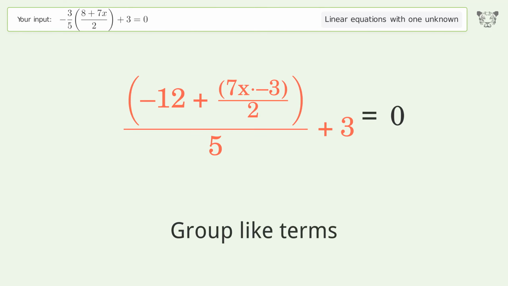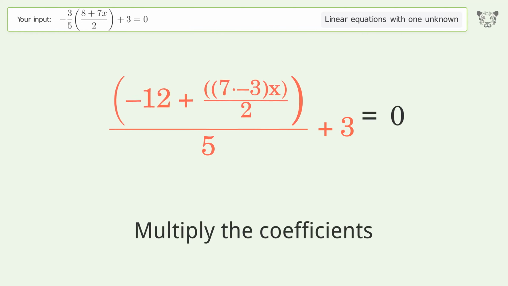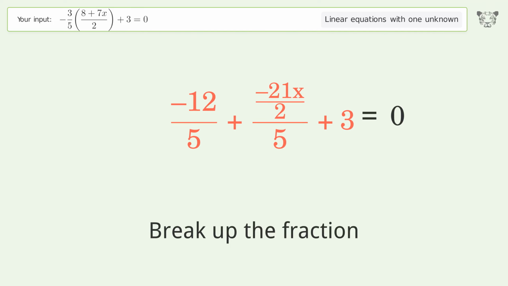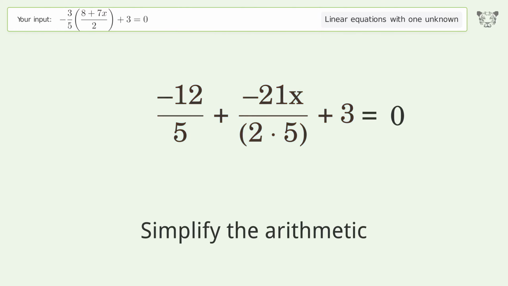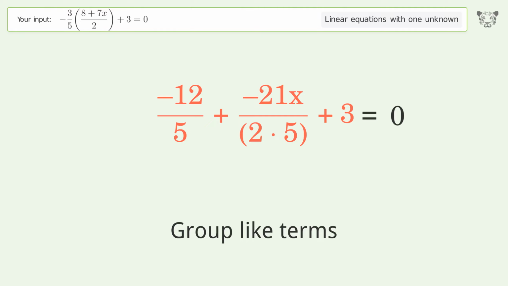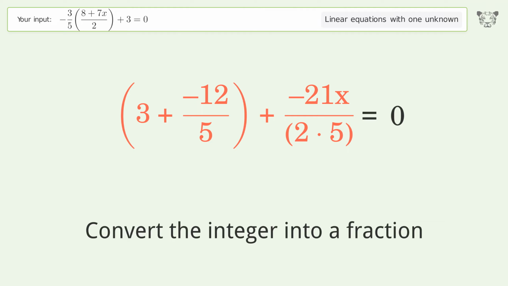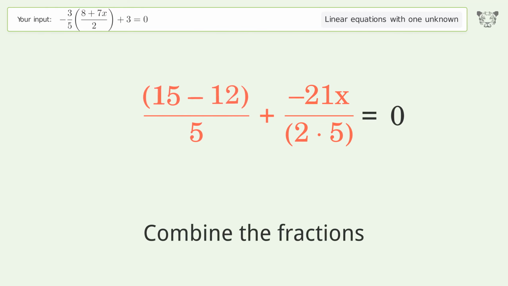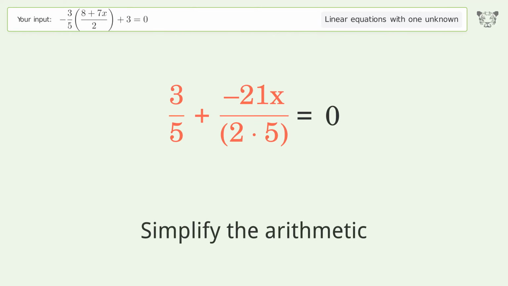Group like terms. Multiply the coefficients. Break up the fraction. Simplify the arithmetic. Group like terms. Convert the integer into a fraction. Combine the fractions. Combine the numerators. Simplify the arithmetic.